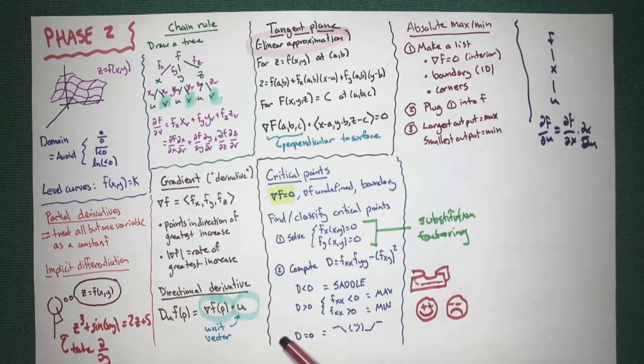You don't have to do any of this. It's a waste of time. Once you've made your list, plug each one of these points into your function. Whichever one's the largest, that's your max. Whichever one's your smallest, that's your min. And there you go. All right, I think that's it for the second part of the course.